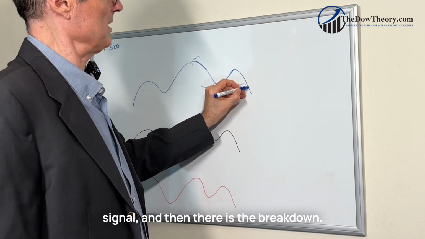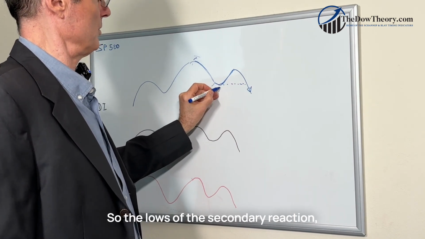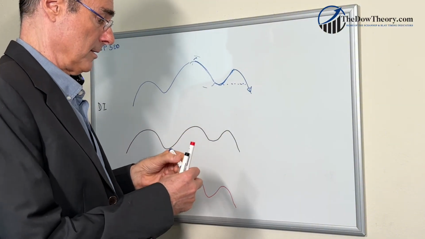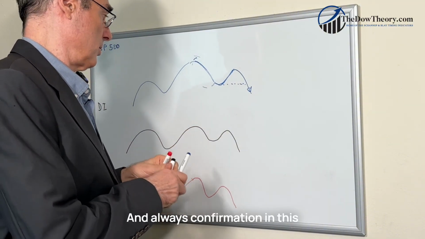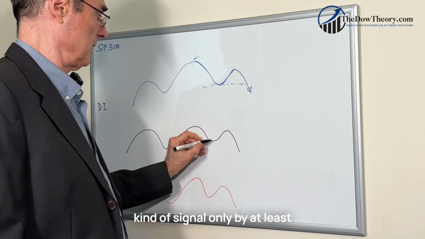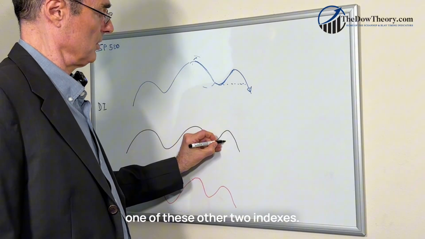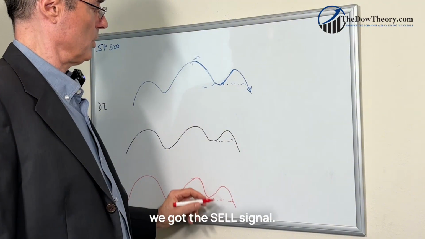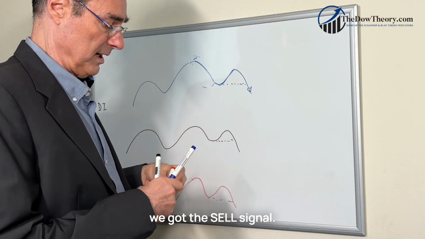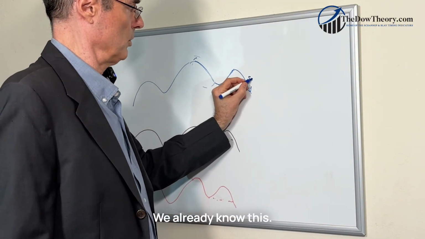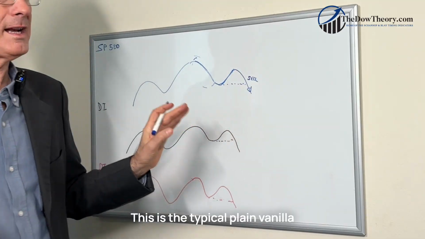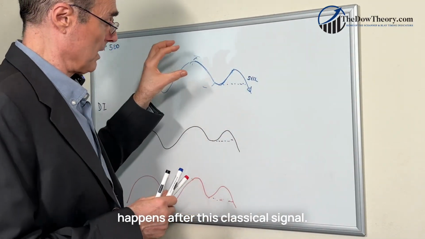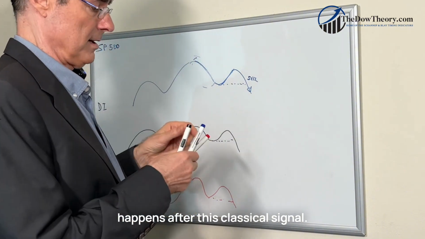And then there is the breakdown. So the lows of the secondary reaction get violated, and always confirmation in this kind of signal only by at least one of these other two indexes. So once we get confirmation, we got the sell signal. This is nothing new. We already know this. This is the typical plain vanilla sell signal under the Dow theory. What's interesting is what happens after this classical signal.